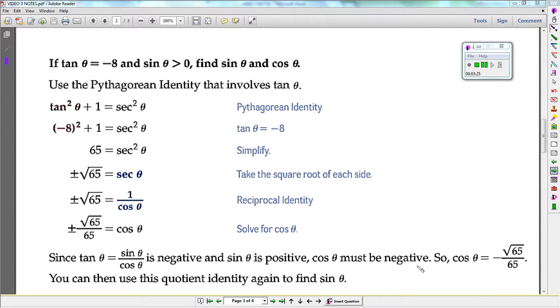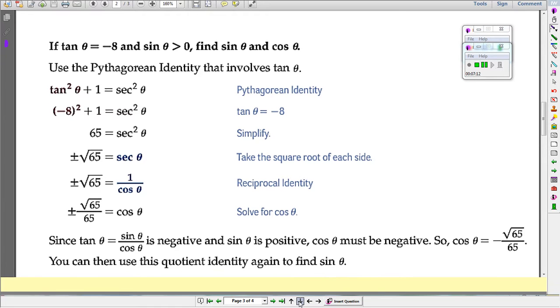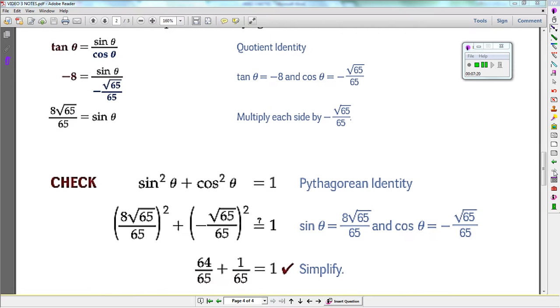So now we said that cosine must be negative. So we found two answers. One is positive and one is negative. Now we will go ahead and eliminate the positive answer. So we say that cosine is negative square root of 65 over 65. So now we found one answer. Next step, we are going to use the cosine identity to find sine.